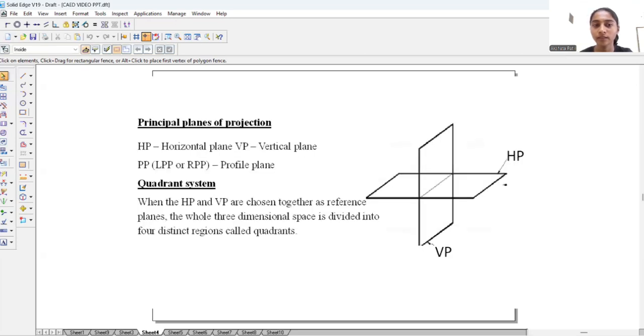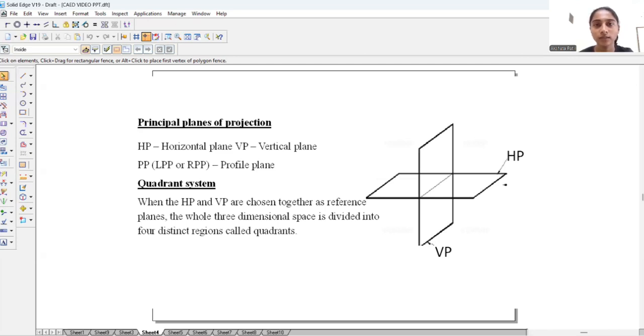So here we will discuss principal planes of projection. Here HP is the horizontal plane, VP is the vertical plane, and PP is the profile plane. If it is LPP, then it is called the left profile plane, and RPP is the right profile plane.